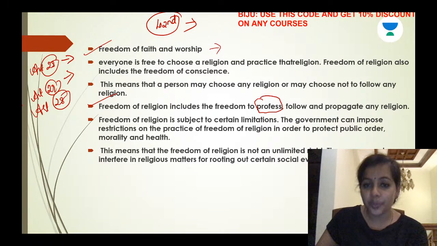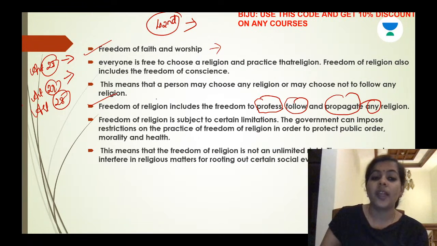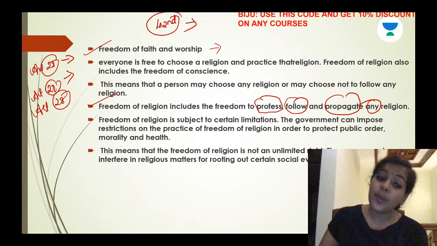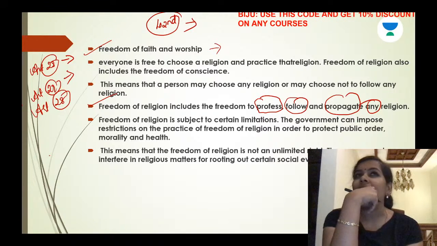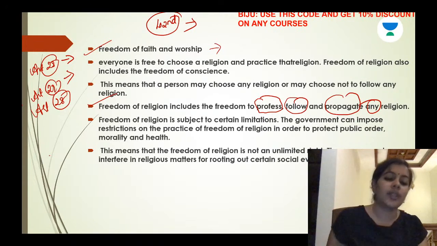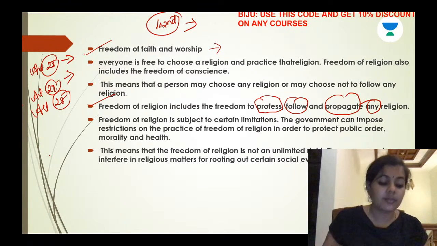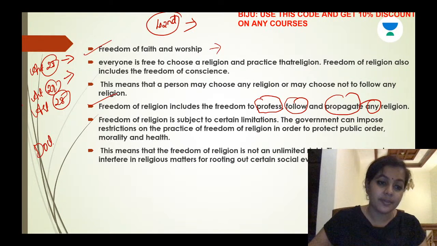Freedom of religion includes the freedom to profess, follow and propagate any religion. Religion is subject to certain limitations. That is, in some cases the government can impose rules. What is known as the doctrine of essentiality? What's the term? I asked you to find out a term yesterday. Did you find it out? What was it? It was related to some doctrine. The term is doctrine of essentiality.